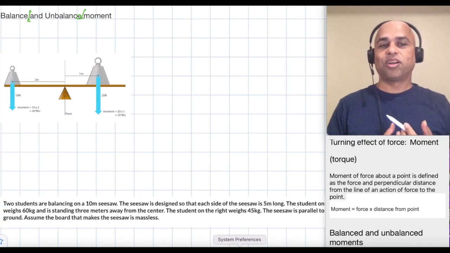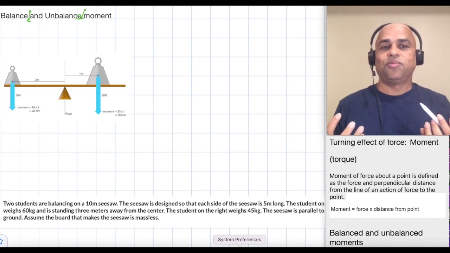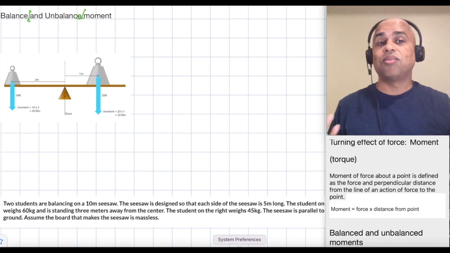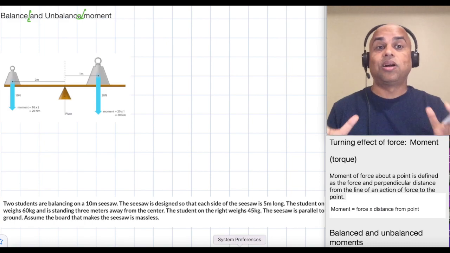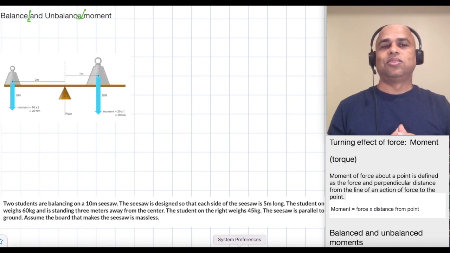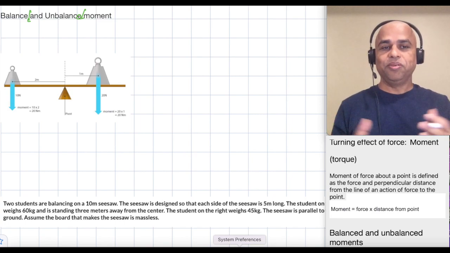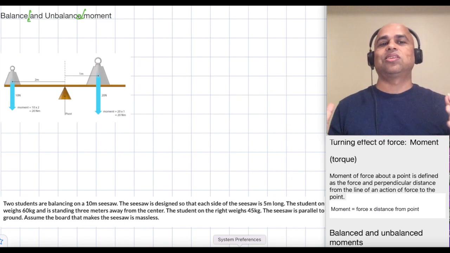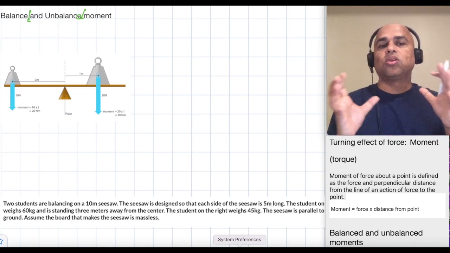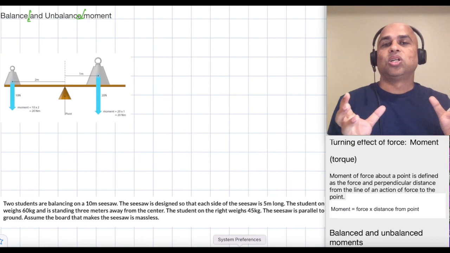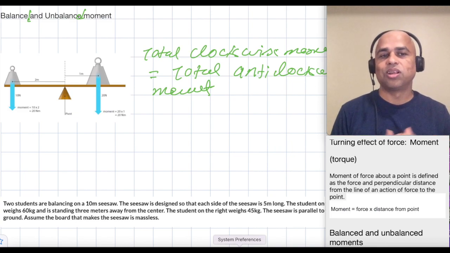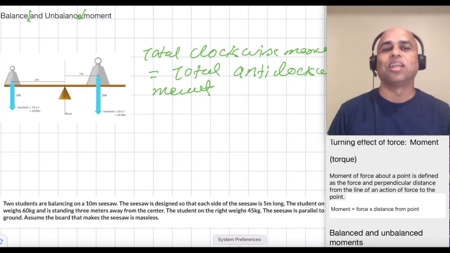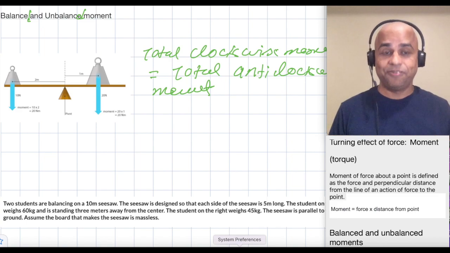From that understanding, we can calculate the turning effect of torque, or we can solve problems related to torque. And also we can solve the problem of whether or not the system is in equilibrium. So how can you say that a body or system is in equilibrium? You can say that the total clockwise moment is equal to the total anti-clockwise moment. This is how we understand whether the system is in equilibrium or not.